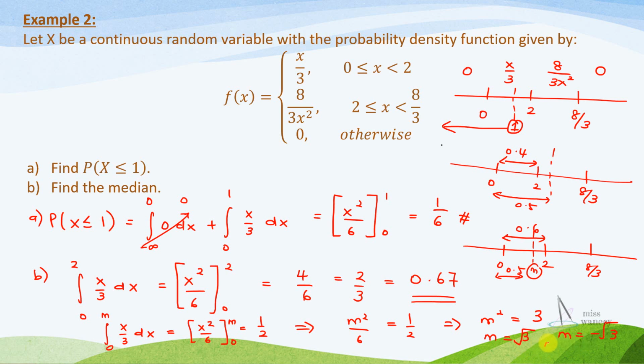Okay, so if you have two values of m, you should check which one can be accepted. Since x should be somewhere in between 0 and 2, we cannot have any negative number. Therefore, this one should be rejected. So do make sure to write down rejected, as the value for our median should be somewhere in between 0 and 2.